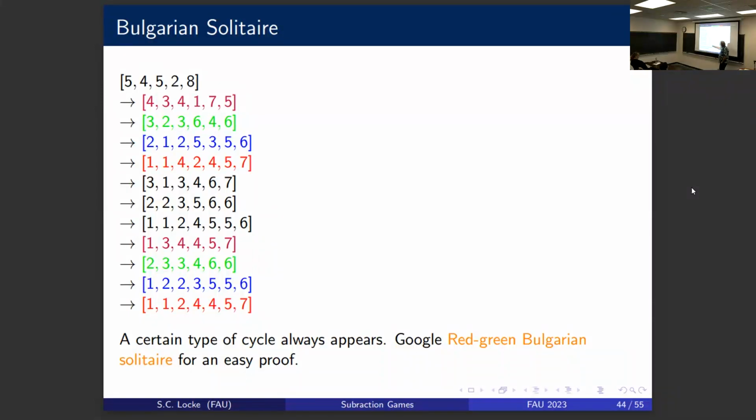If you want to see why that happens, I have that written up on the web. You can look at Red, Green, Bulgarian Solitaire. You'll see a fairly easy proof as to why it comes down to that type of triangle.